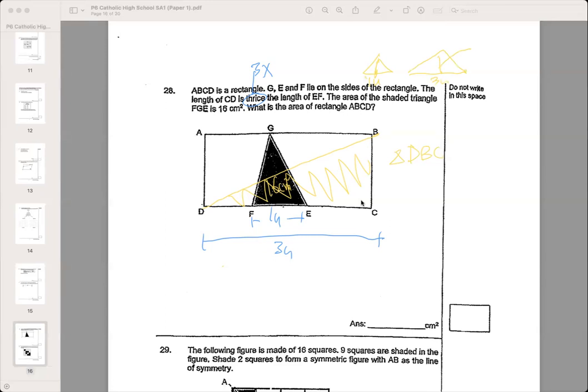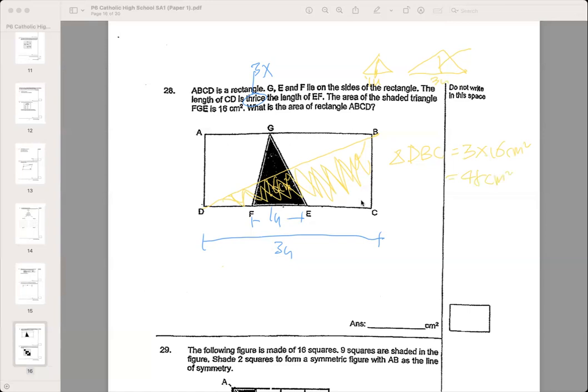Now, coming back to this question, the DBC and the shaded triangle have the same height, but triangle DBC base is 3 times the base of the shaded triangle. So triangle DBC area will be 3 times 16 square centimeter, and that will give you 48 square centimeter.